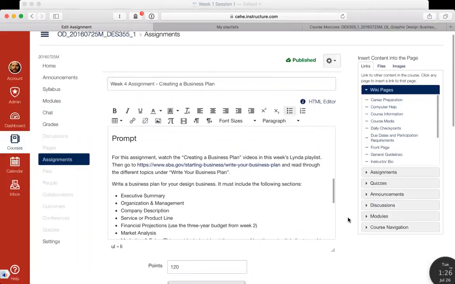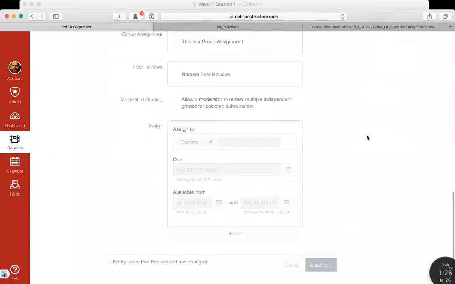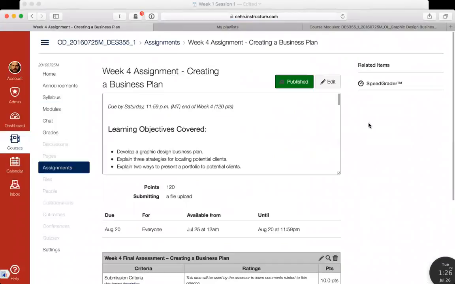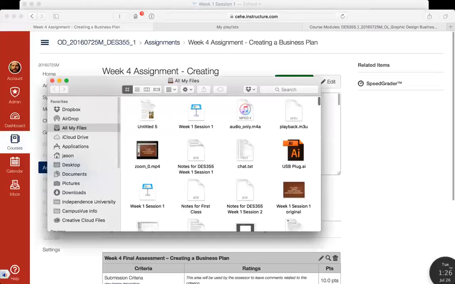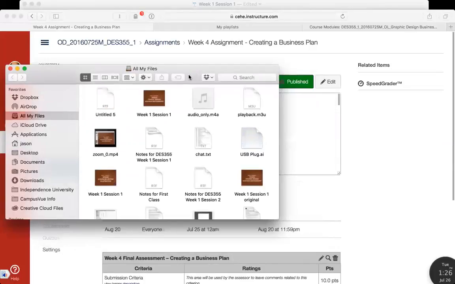Okay. So yeah, that's kind of our end goal. This is where this class is going to finish, with you having a complete business plan. Now I'll show you an example of a business plan.